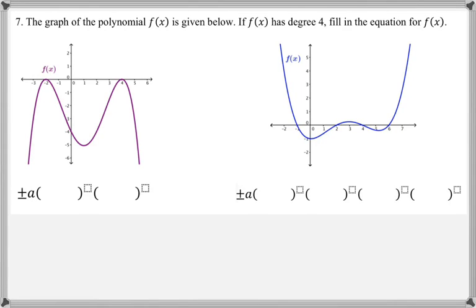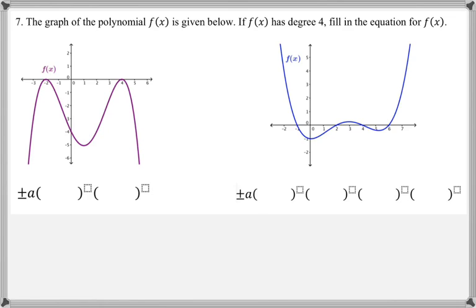Number 7 is actually the opposite of what we've been doing. They actually give us the graph and they want us to kind of fill in an equation. So it says the graph of a polynomial is given, and if f of x has degree 4, fill in the equation for f of x.